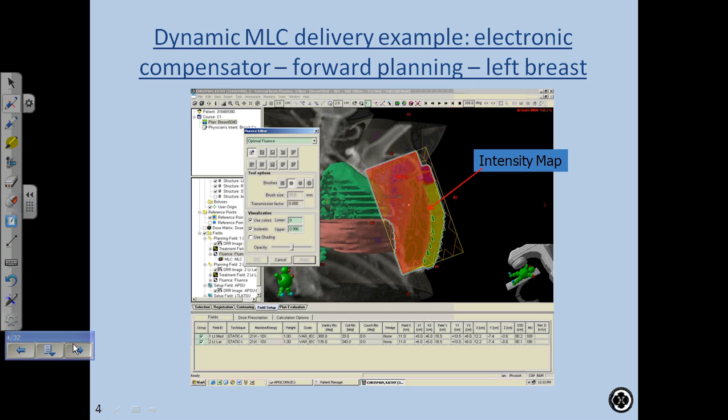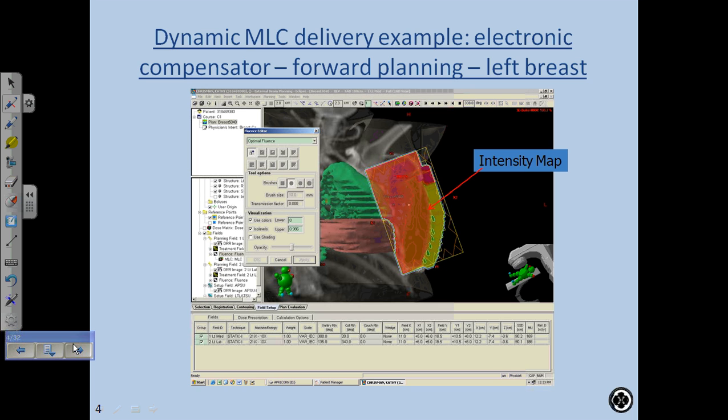We don't do this at North Shore, but do you guys do electronic compensator for breast anywhere? Yeah, we've had one electronic compensator, at Lutheran, right? Lutheran uses electronic compensation. In electronic compensation, ideally what you're trying to do is cover the entire breast with an even amount of dose and not get any hot spots. And field and field achieves that. This is another option for field and field, electronic compensator.